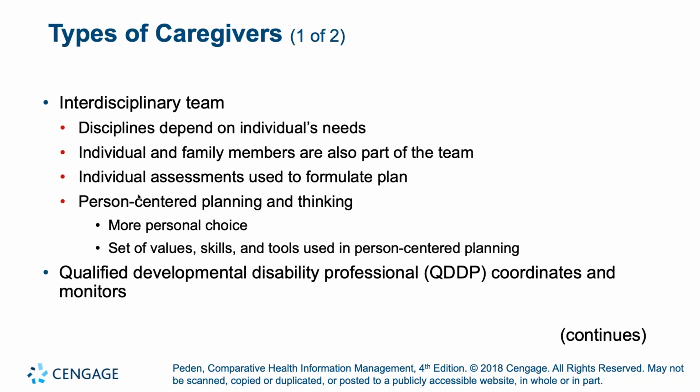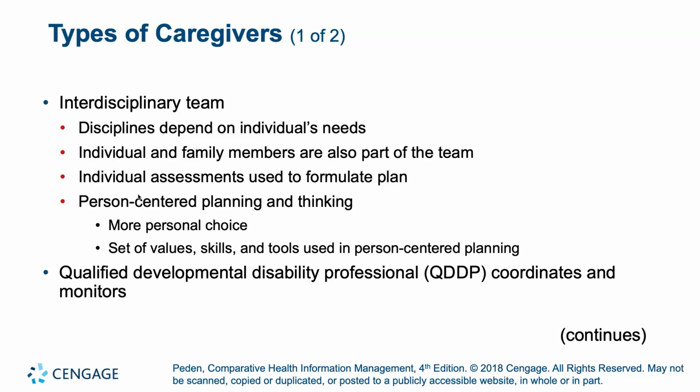So, what are the types of caregivers in these settings? Well, usually it's an interdisciplinary team, and the disciplines depend on what the needs of the individuals are. The individual and their family members are part of the team. They use assessments to formulate a plan, and those assessments are based on each individual, what their disabilities are, what their needs are, what their skills already are. It is very person-centered in terms of planning and thinking. They want to have personal choice. They want to use sets of values, skills, and tools in this person-centered planning.